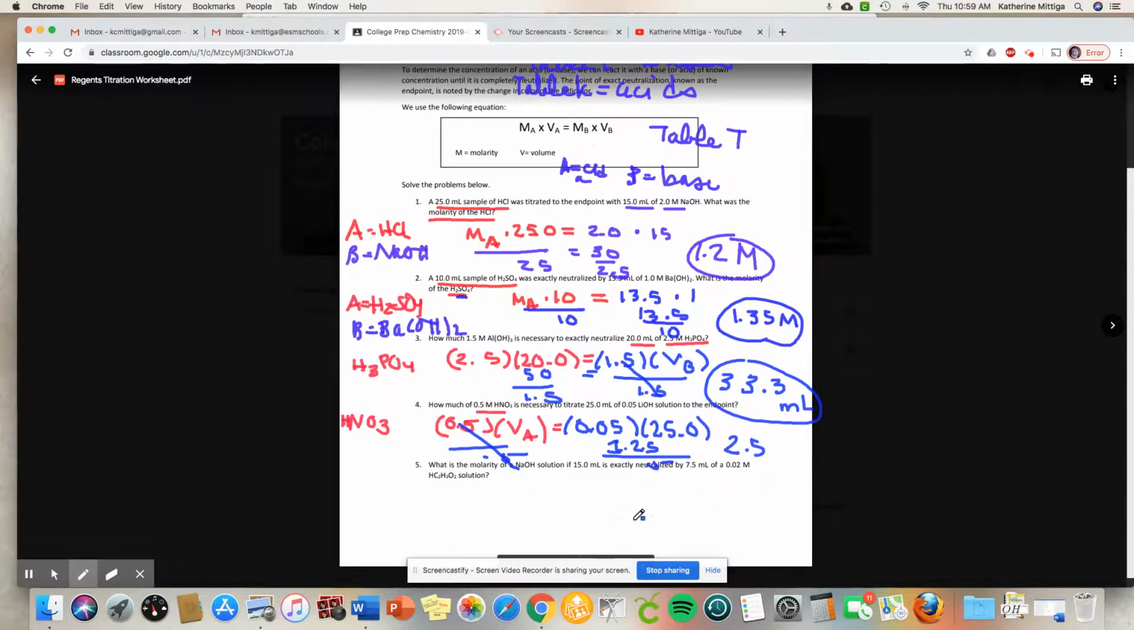What are the units? Well, what are we solving for? I'm solving for how much, which is a volume, 2.5 milliliters. How did I know it was milliliters and not liters? Well, because it says milliliters on this side. We would use milliliters on that side.